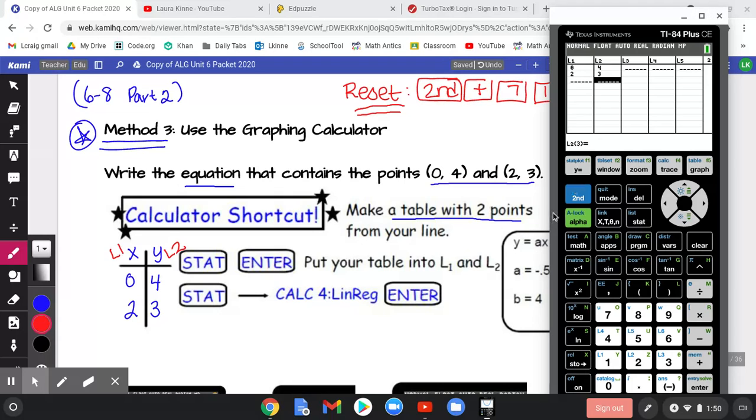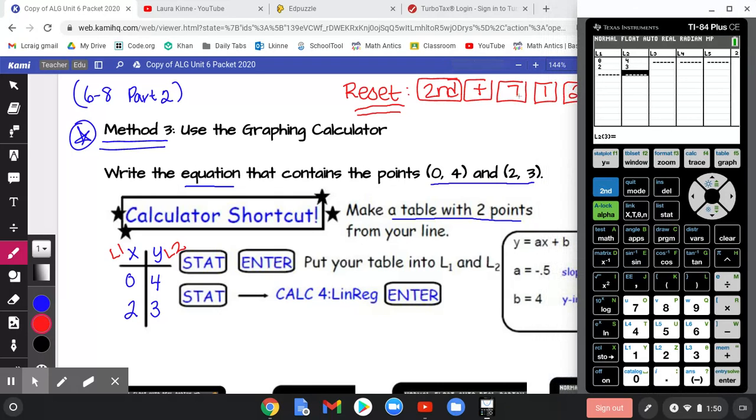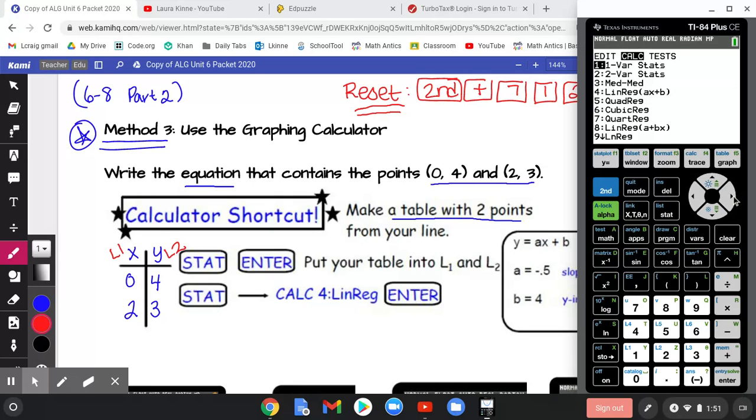All right, so once they're in there, now you're going to let the calculator do the work. So we're going to hit stat one more time. But this time we're going to do some calculations. So we're going to go to calc. And we've been working with lines, right? Linear functions. Look at choice 4. Linear regression. It's ax plus b. It's the same as mx plus b, but for some reason they use an a. So we're going to choose choice 4.